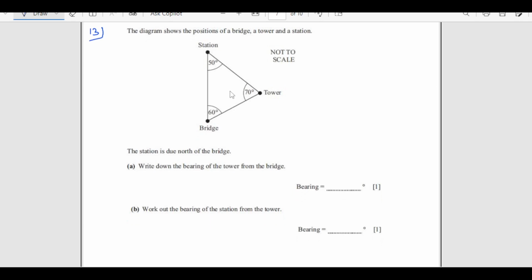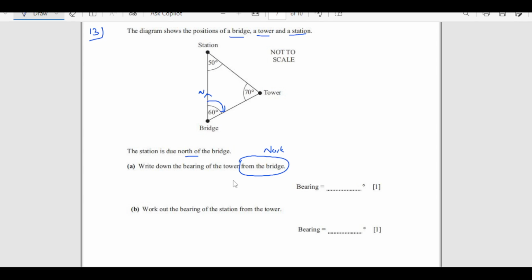So number 13, the diagram shows the position of a bridge, a tower, and a station, right? So we have a station, bridge, and tower. The station is due north of the bridge. Write down the bearing of the tower from the bridge. So whenever you have a bearing question, you circle the point where it starts from, right? From the bridge. So you draw a north line there, at the bridge. So we already have the north line here. So he is looking for the bearing of the tower. So go clockwise, from here to here, so this is the line of the tower.